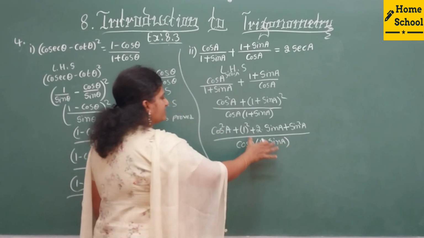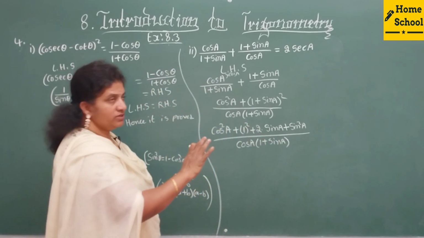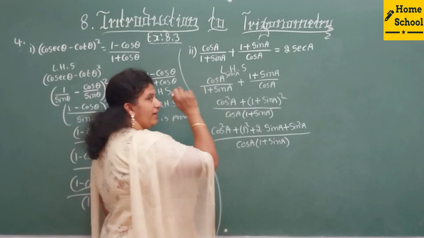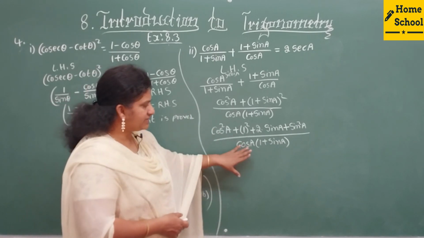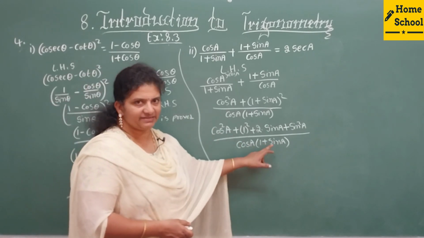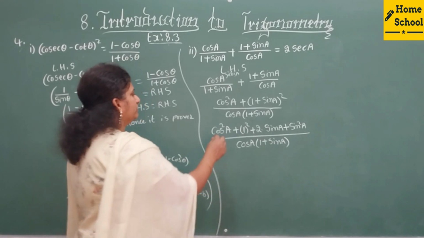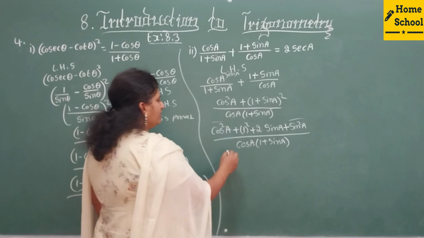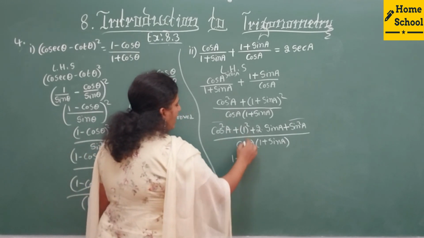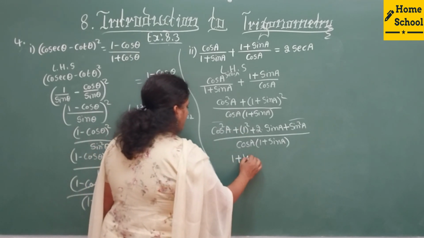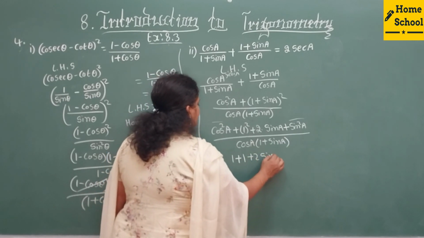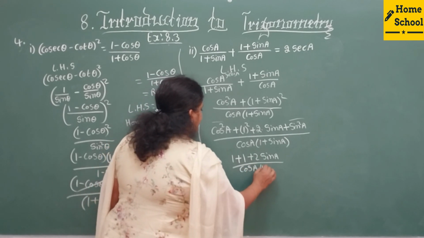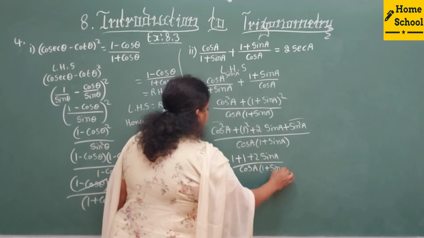Don't remove brackets, children, keep them as they are, because our answer should be 2 secant A. Secant A means 1 by cos A should be there. That means this term will be there, and this will be cancelled, I think. Now, what is cos square theta plus sin square theta? 1. Substitute that one. 1 plus 1 whole square is 1 plus 2 sin A by cos A into 1 plus sin A.